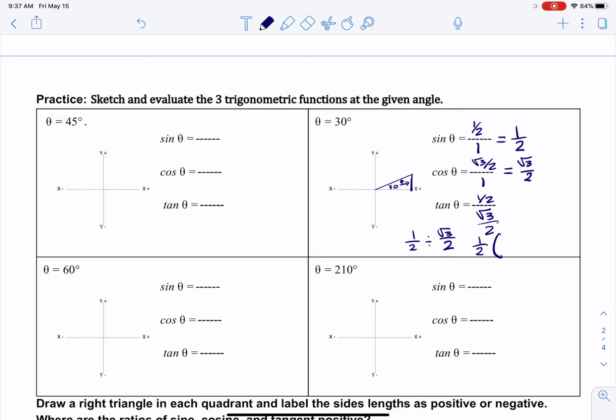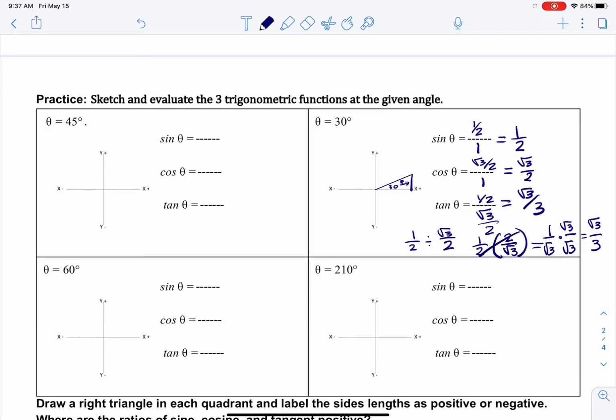When we invert and multiply, you must invert: 2 over square root 3. There we go, that looked better. Now my 2's cancel out, and I end up with 1 over the square root of 3. But at that point, your brain should be saying, oh no, not allowed to have a radical in the denominator. So we multiply by 1, square root 3 over square root 3, and we cancel out our radical in the denominator. We end up with square root 3 over just plain old 3. So tangent is going to be square root 3 over 3.